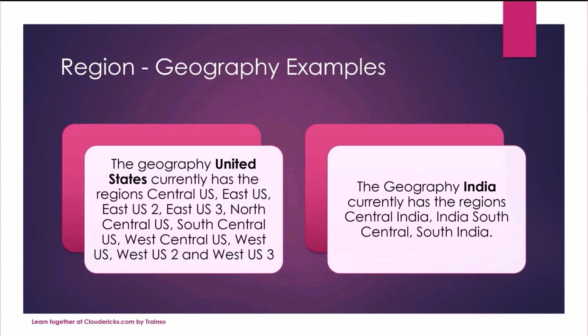These are some of the examples of regions. The geography United States currently has the regions Central US, East US, East US 2, East US 3, North Central US, South Central US, West Central US, West US, West US 2, and West US 3. The geography India currently has the regions Central India, India South Central, South India.